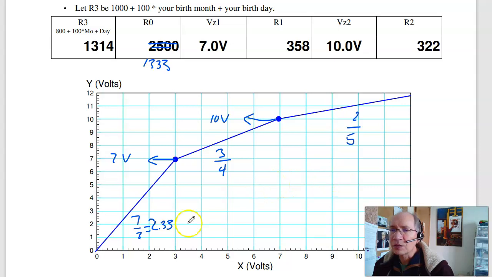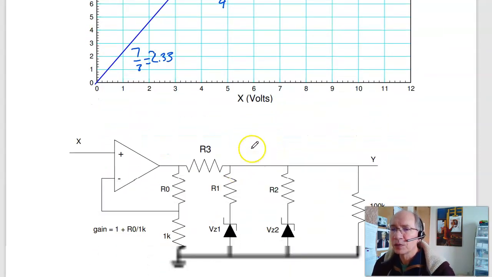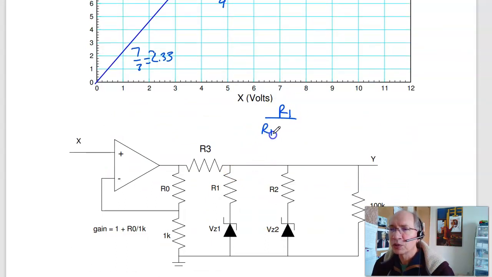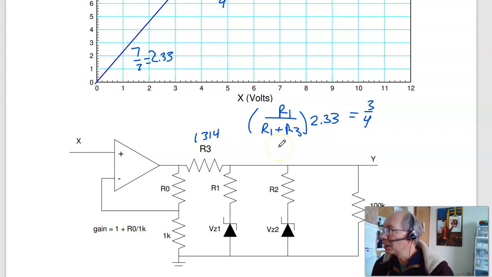I can find R1. For this circuit, it's going to be by voltage division, R1 over R1 plus R3, that percentage of your gain, which was 2.333. That should be 3/4. Solving for R1 when R3 is 1314, depends on your birth date, gives you 622 ohms. So this is 622.